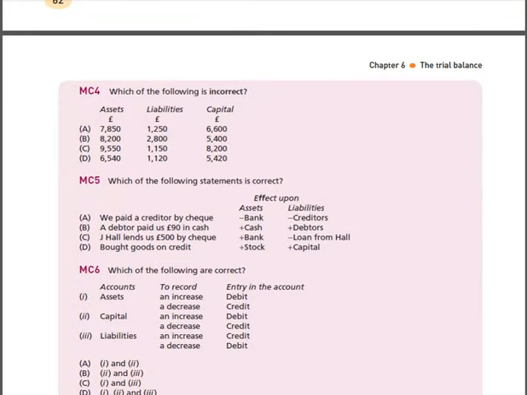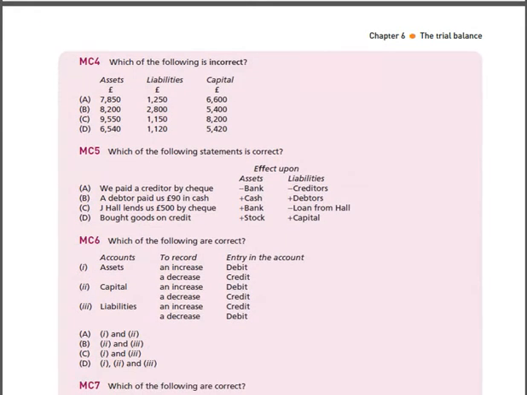Well, MC5, which of the following statements is incorrect? Now, this is the double entry effect, so we will look into all the options. First, we paid a creditor by check. Generally, whenever any item has bank in it and we paid, bank would reduce. So bank would be minus. Asset is bank, bank will reduce. Liabilities will also reduce because you have repaid the creditor. So the first one looks fine.